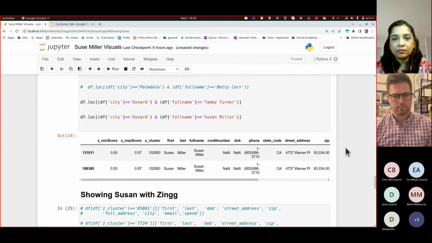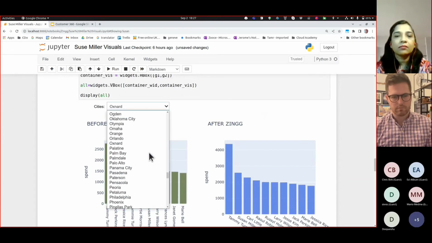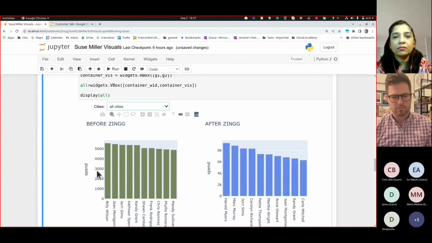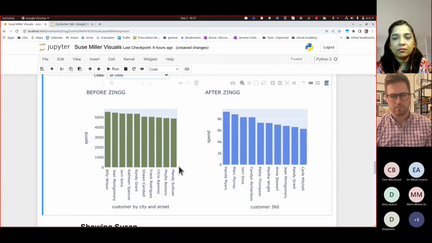And here, if I'm going just a little bit here, and I'm looking for all the cities, so an aggregation of all the data I have here, this is the difference we have. So before Zingg, we have amounts like 5K here, and here it's 8K for spend. So having a completely different perspective here, and the names are totally different. This is not the same top 10 we have from before Zingg and after Zingg.